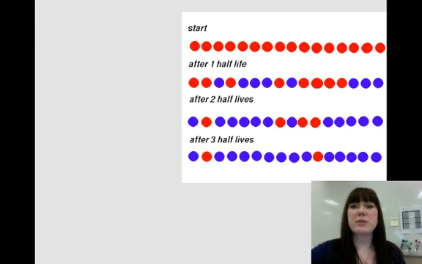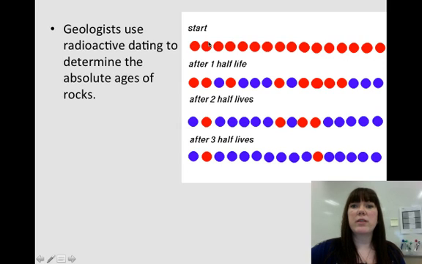Here's a visual to help you understand a little bit. You can see here that we start with all of these red dots, which are our unstable radioactive atoms, and after one half-life, half of them have changed into the daughter, which is the blue. Now we only have 1, 2, 3, 4, 5, 6, 7, 8. We have 8 of our parent and 8 of our daughter.